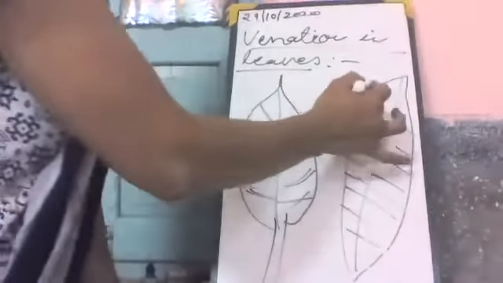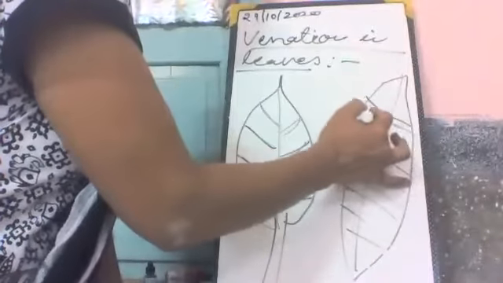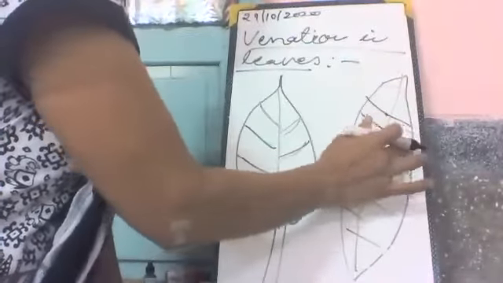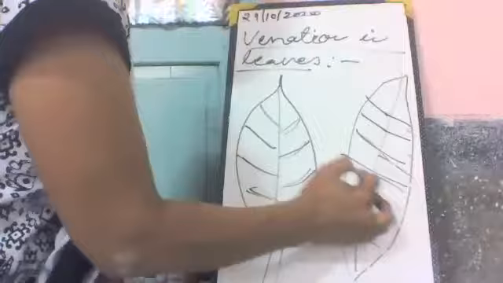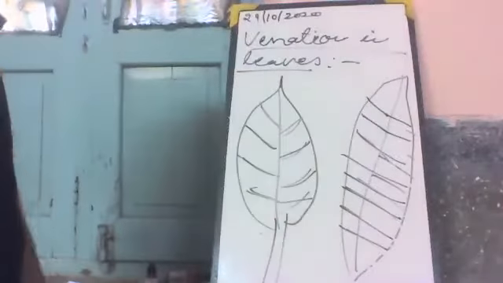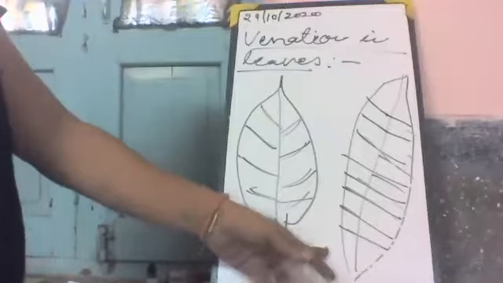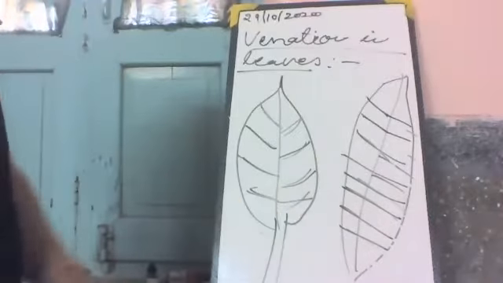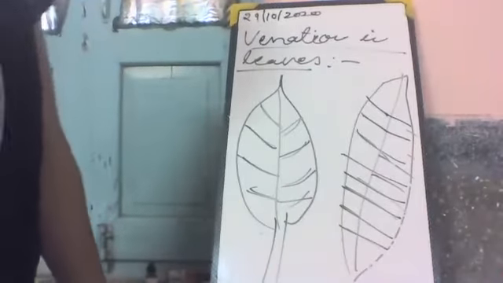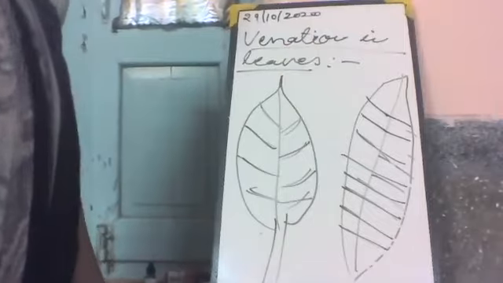In this, the veins go parallel to each other. Same here, going parallel to each other. This type of venation is known as parallel venation. Examples of this type of venation are found in bamboo, banana, wheat and grass.